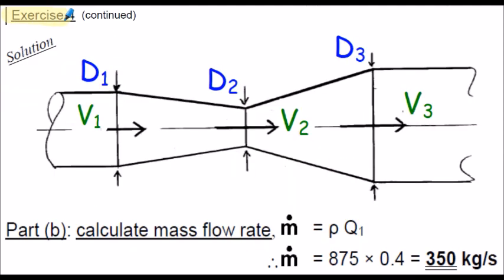In exercise 4, solution, this is part B. We're calculating the mass flow rate, the m dot value. We have the density of the oil given in the question. We calculated the volumetric flow rate, so we can determine the mass flow rate.